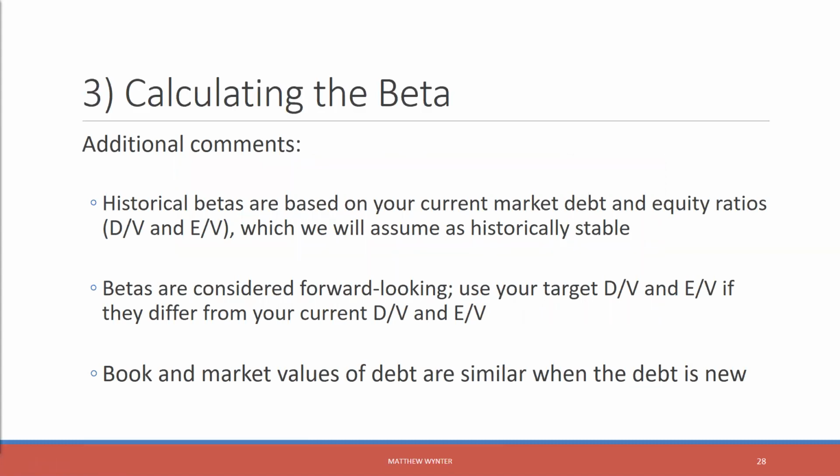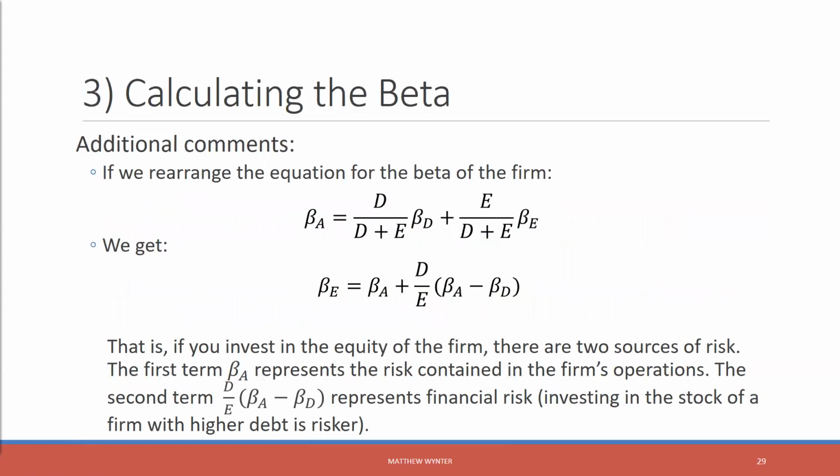Okay, calculating the betas. In order to calculate the betas, we're going to have to consider using something forward-looking. So what's your target value of debt or your target value of equity if they differ from your current value of debt and your current value of equity? The other thing that I want to point out is that book and market values for debt are very similar when the debt is newly issued. That's going to be good for us because it means that we can look at relatively recently issued debt to get a good approximation.